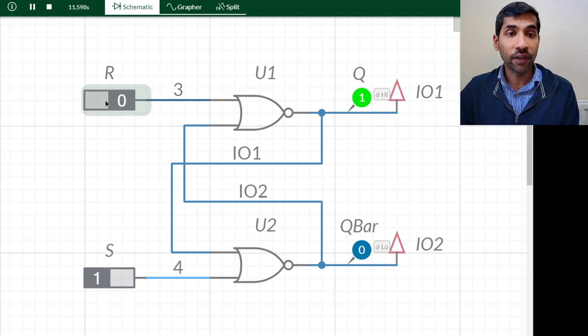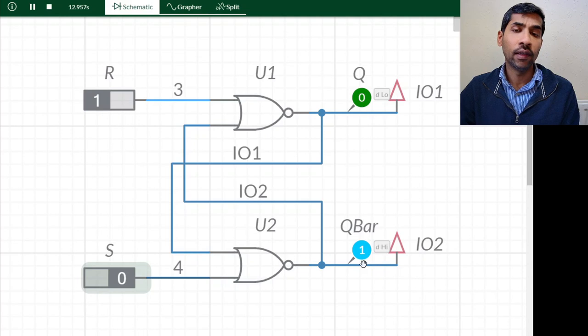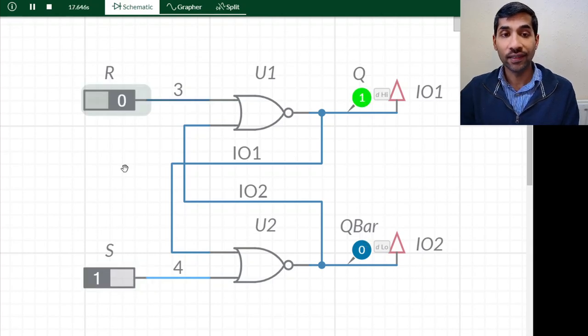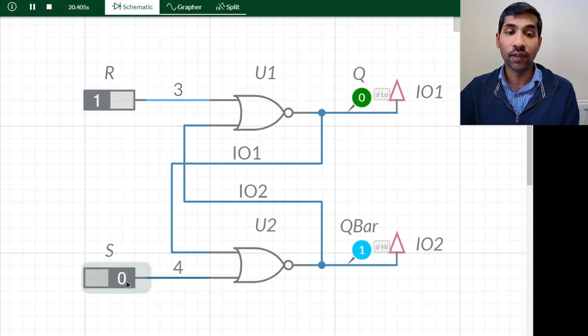And similarly, if I make R equal to 1 and S equal to 0, you get 0, 1. And to this extent, this circuit looks like a combinational circuit, right? So if I have 1, 1, the output is always 0, 0. It doesn't matter what the previous inputs are. And if the input is 0, 1, the output is going to be 1, 0. It doesn't matter what the previous inputs are. And similarly, the case for 1, 0 as well, the output is always going to be 0, 1.